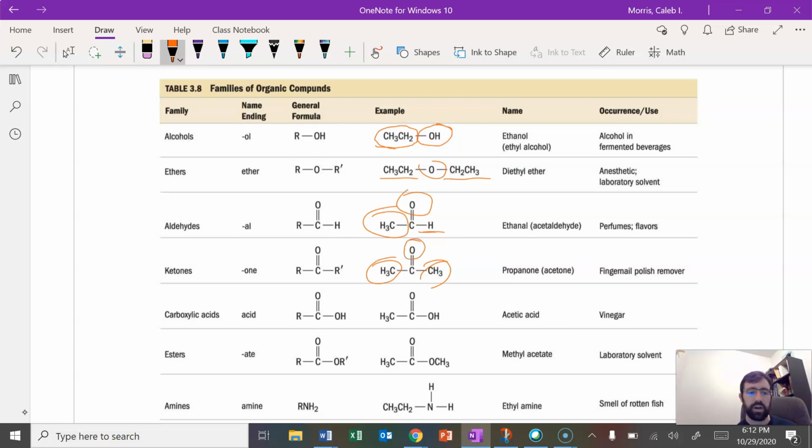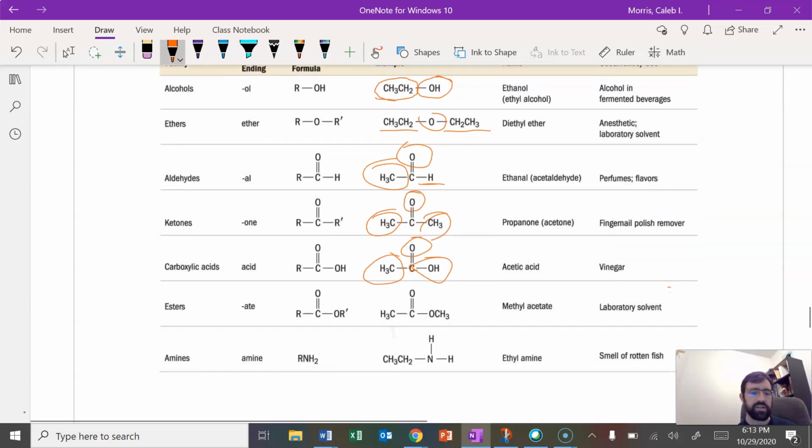That's called a ketone. Carboxylic acids, they kind of look like alcohols, but the difference is we have a carbon with a double bond to oxygen, and that same carbon has an OH on it, and then over on the other side is some group that has carbon and hydrogen in it. Vinegar is an example of a carboxylic acid.